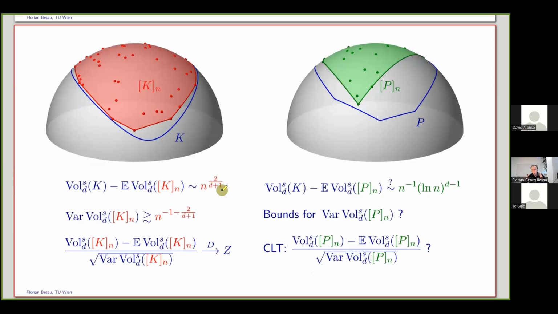Okay, so if we now compare again the strictly positively curved case in the spherical setup with the polytopic case, basically we have an almost complete picture now in the strictly positively curved case. However, for the polytopic case, there is not much known. I don't think the expectation is even known, but what is definitely open are variance bounds and the central limit theorem. And these are questions we have been working on at the moment.